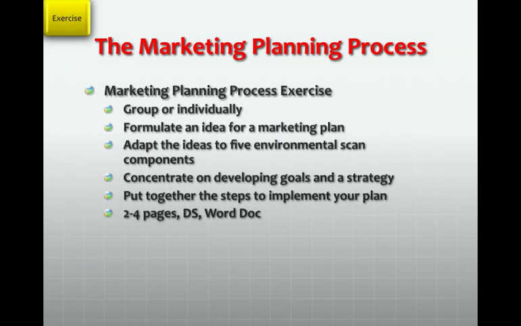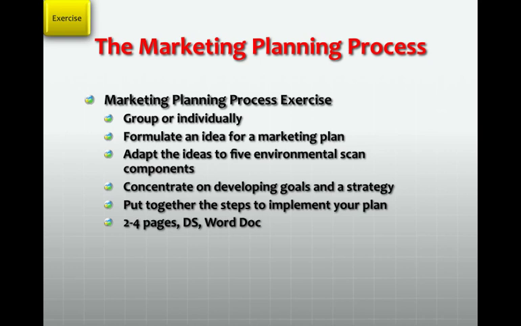So here's an exercise that might be beneficial. It is optional, but it's a marketing planning process exercise. It can be done individually or in a group, again, being optional. You can formulate an idea for a marketing plan and then adapt the idea to the 5 environmental scan components that are in the textbook, and then concentrate on developing goals and a strategy and put together the steps you think you would take to implement your marketing plan. A 2 to 4 page, double-spaced Word document is probably the best way to formulate that.